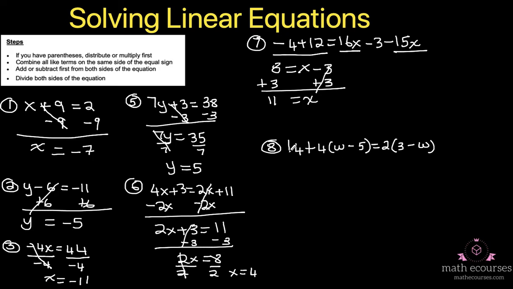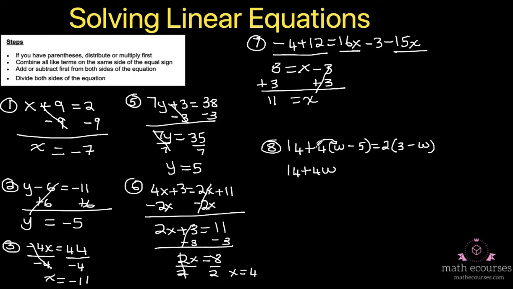So I'm going to go ahead and bring this 14 down. I never write my signs in case you have a negative. This is like saying +4 times W. 4 times W is 4W. That's a positive, so I'll write plus 4W.